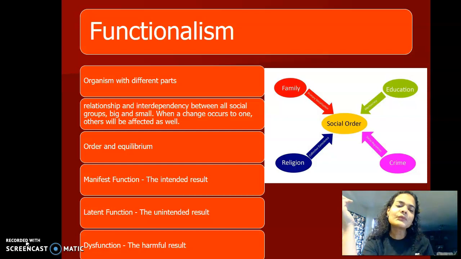Functionalists do make room for dysfunctions, parts of the system that aren't quite working the way they're supposed to. But functionalists believe that when you have a dysfunction, for instance, poverty or crime, the system tends to correct itself and get back to a place of equilibrium. And this is the part that really differentiates it from the conflict paradigm.